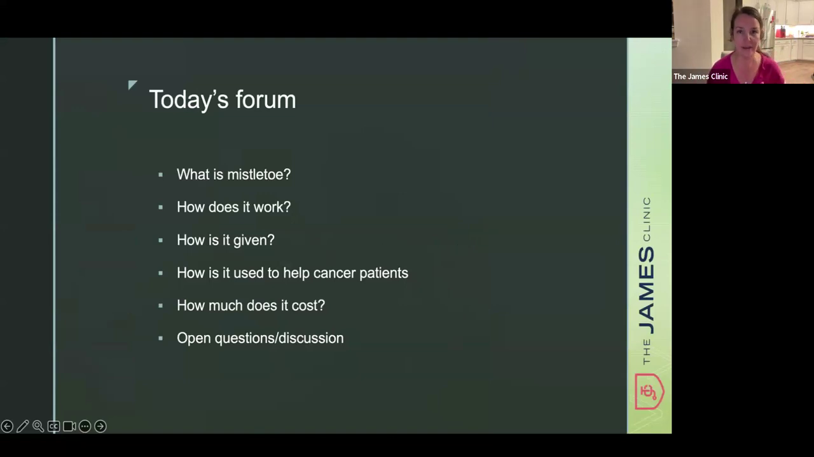So today I want plenty of time at the end for discussion and questions. But we want to cover the basics. What is mistletoe? How does it work? How do you take it? Like what is the mechanism by which it actually helps cancer patients?